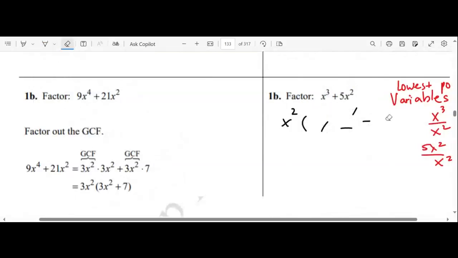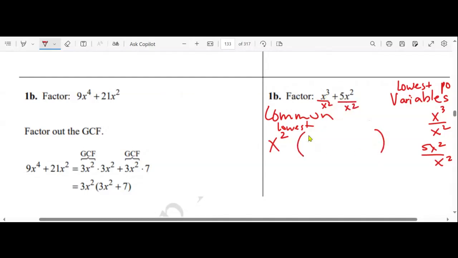I will erase this and we'll do it together. I have x cubed plus 5x squared. What is common? Common is x, but we take the lowest. Which one is the lowest? Square. So we divide by x squared, divide by x squared, and the remaining you put it in between parentheses. So you get x plus 5.